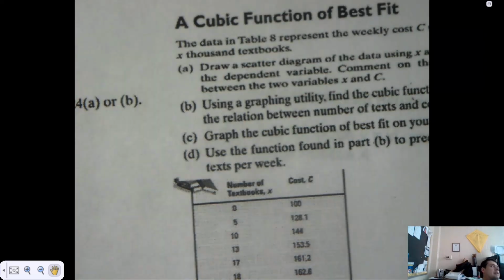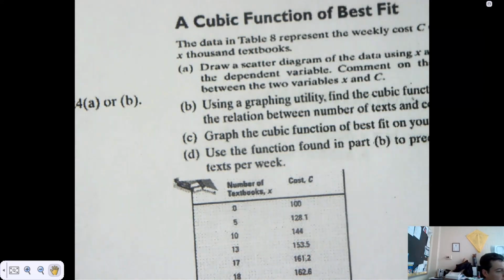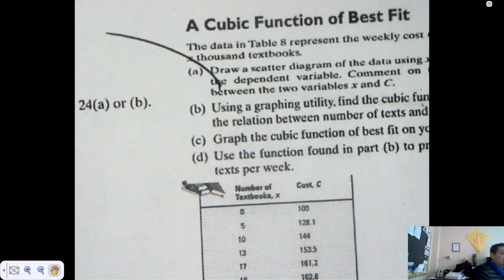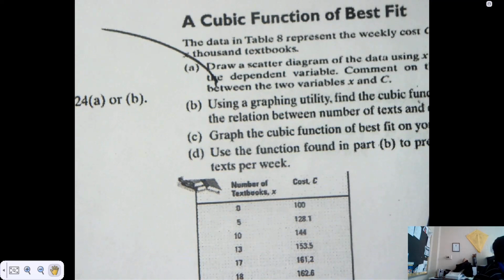The data in this table represents the weekly cost of printing 1,000 textbooks. We're not going to worry about drawing a scatter diagram because, to be quite honest with you, it tells you what you need to do when you do this stuff. It'll say cubic, quadratic, whatever. Using graphing utility, find the cubic function of best fit. Now, how are we going to put that table into a calculator?